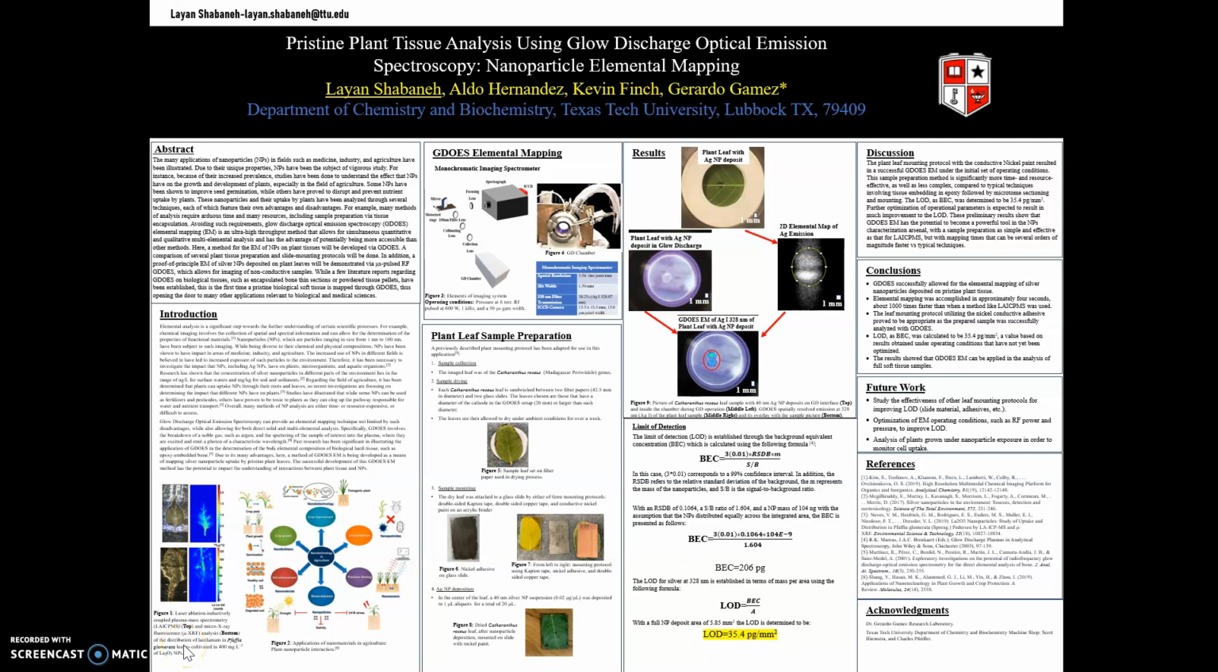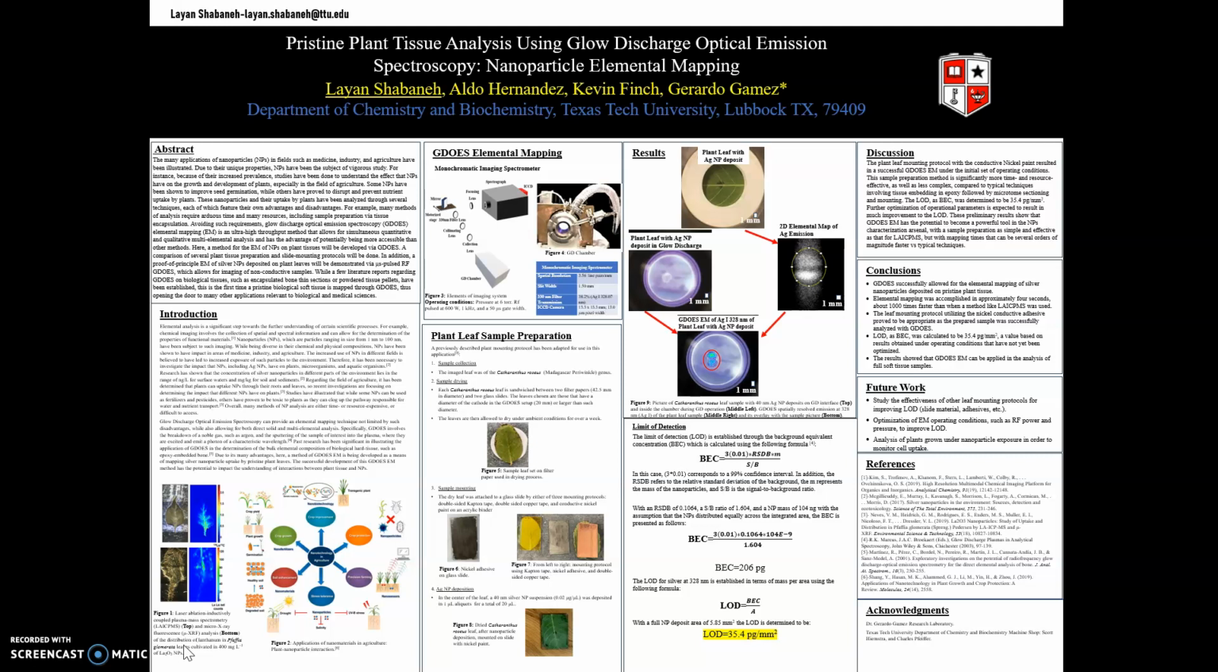Hello, my name is Leanne Shabana, and today I will be presenting a glow discharge optical emission spectroscopy analysis of silver nanoparticles on pristine plant tissue. The individuals who contributed to the research include Aldo Hernandez and Kevin Finch as part of the GDOES lab research group in the Department of Chemistry and Biochemistry.